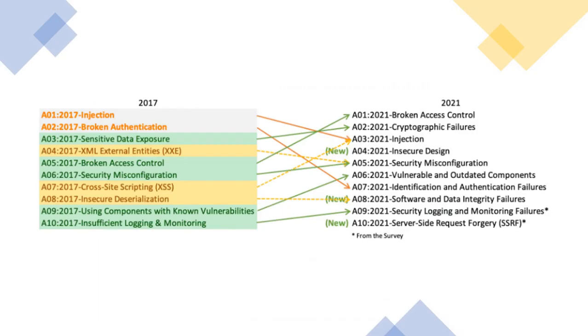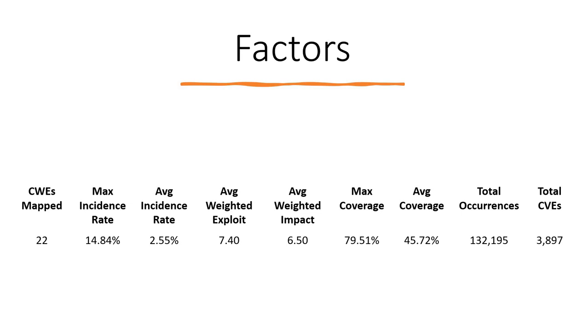As we can see, in 2017 this vulnerability was in the second position, but in 2021 its position has been shifted to 7th based on various factors which we'll be seeing in the next slide. So let's go ahead and see. These are the factors which affected its position, and we can also see that the total number of CVEs found was more than 3,000.